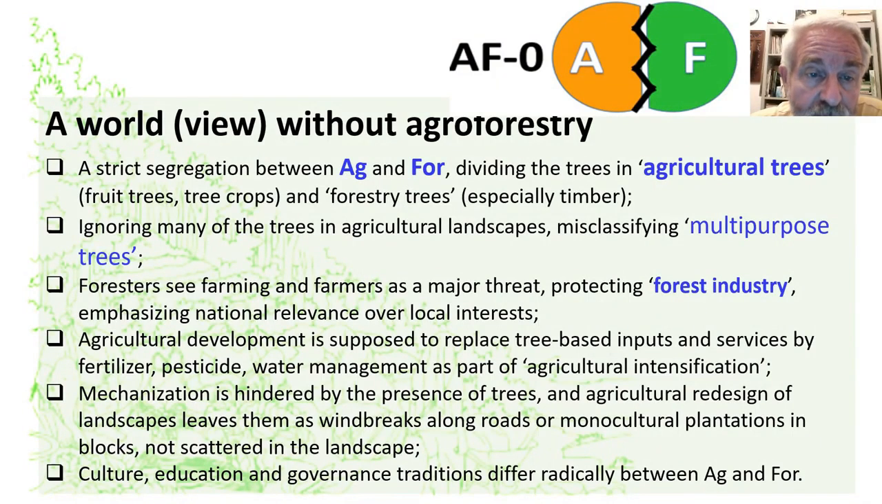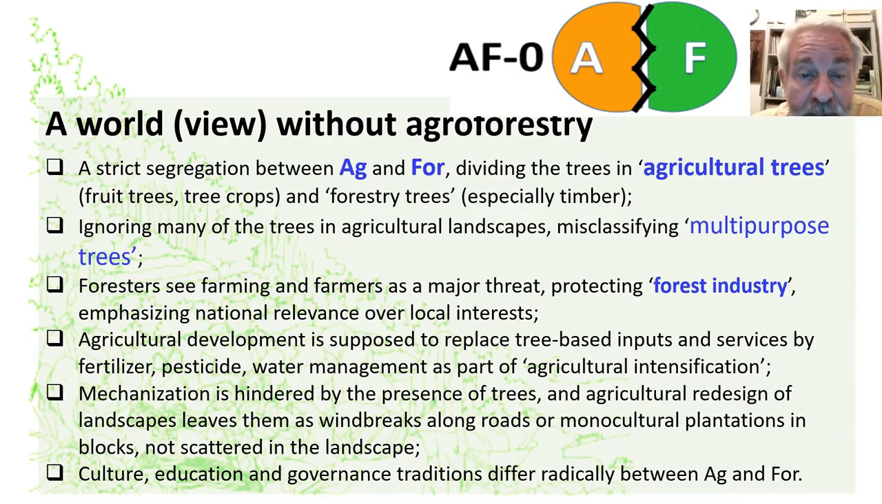Well, to understand what agroforestry means, we may need to look at the world without it, or a world view rather without. And we've seen over time a strict segregation of agriculture and forestry, dividing the trees into so-called agricultural trees and forestry trees, ignoring that many trees exist in the agricultural landscape, misclassifying so-called multi-purpose trees that could be both agriculture and forestry.